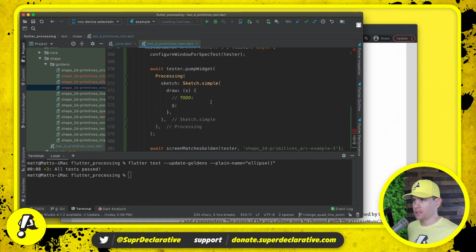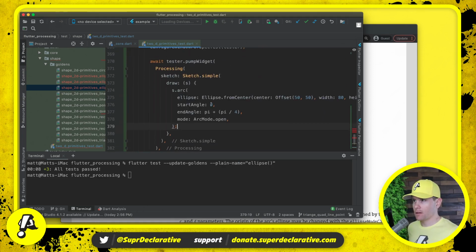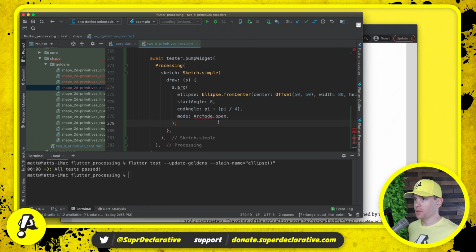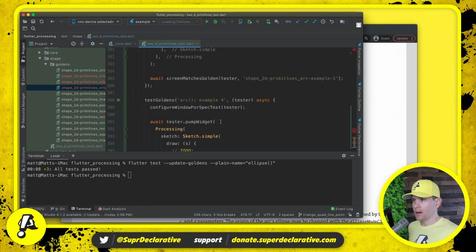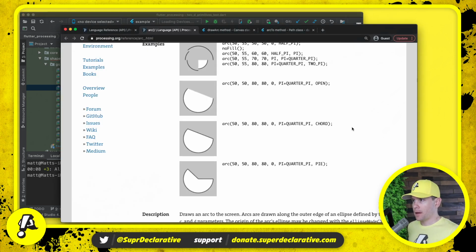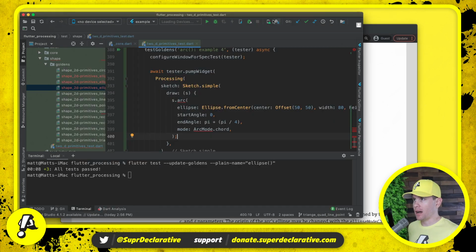Now let's go down to test number 3. We want this one right here. It's going to be the same ellipse and the same angle, but it's going to be chord instead of open. And then we can copy that down to the final test, which everything here is the same except it's pi instead of chord.